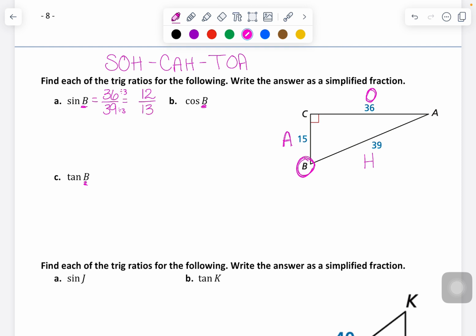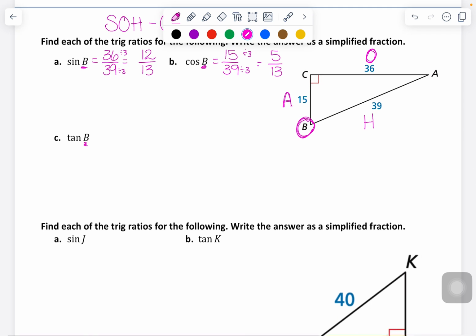Cosine. That's the CAH of SOHCAHTOA. C stands for cosine, A stands for adjacent, H stands for hypotenuse. So, A is 15, hypotenuse is 39. Divide by 3 to simplify our fraction, and that's 5 over 13.